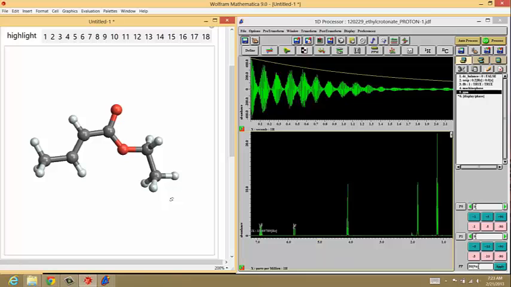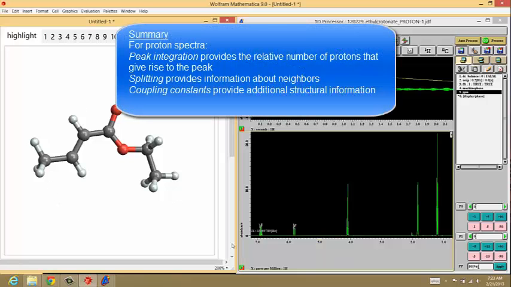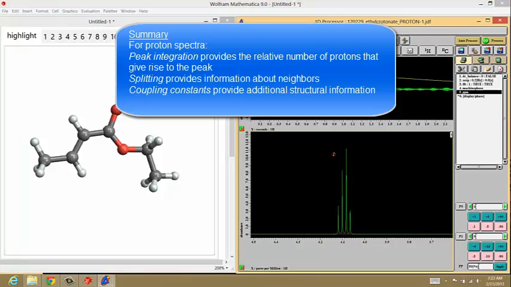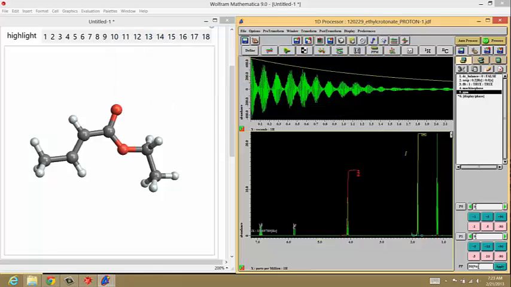To summarize, what we've learned today is that the proton spectrum can tell us an awful lot about the structure of a molecule if we pay attention to the number of chemically equivalent protons in the spectrum. The splitting tells us something about its nearest neighbors, and the integrals, or the area underneath the curves, tell us something about the relative number of protons between those two signals. That's the important take-home message today.